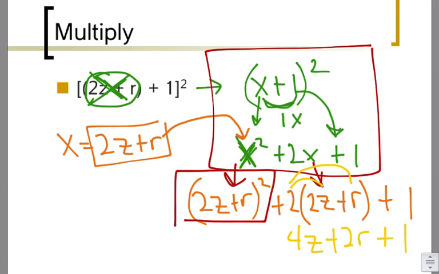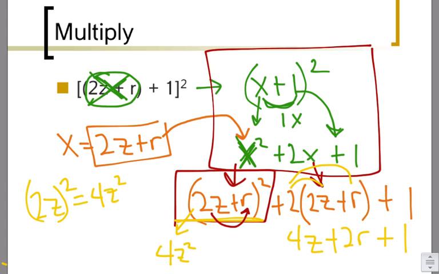And then I'll go ahead and FOIL this first part, and remember this is still my special FOIL, where I just take my first number and square it. So this will give me 4z squared, because 2z squared gives you 4z squared. And then I multiply the first and the last, so the first and last is 2z times r, which would be 2zr. So I take 2zr and double it, which just gives me 4zr, so plus 4zr. And then you take your last number and square it, so plus r squared.